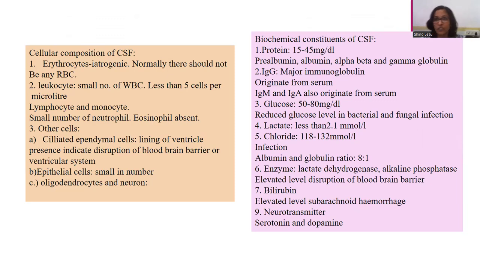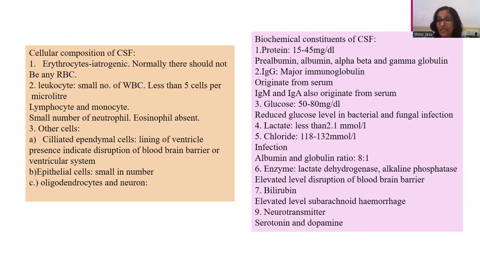The biochemical constituents of CSF: protein is almost 15 to 45 mg per deciliter, in which the albumins, alpha, beta, and gamma globulins can be seen. Then IgG, a major immunoglobulin, and its origin is from the serum actually. And glucose almost 50 to 80 milligram per deciliter, and reduced glucose levels in bacterial and fungal infection can also be seen. Then lactate less than 2.1 millimole per liter, chloride almost 118 to 132 millimole per liter are seen in the normal cases. At infections, the albumin globulin ratio can change also.